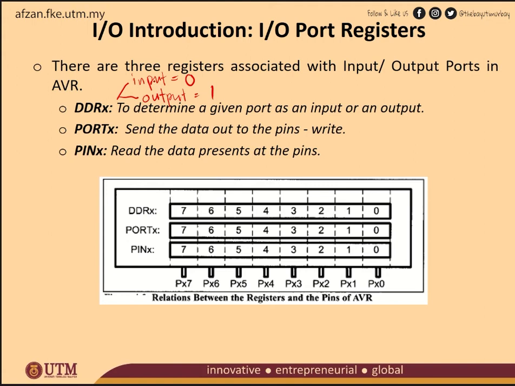Whenever you send 0 to your DDR, your pin will become input. While for port X and pin X, port X is used to send data out to the pin, which is where you write the data. You want to send out data from the micro pin to your output, so we use the PORT X register. If you want to read data from the pins of your microcontroller, you use the PIN X register.